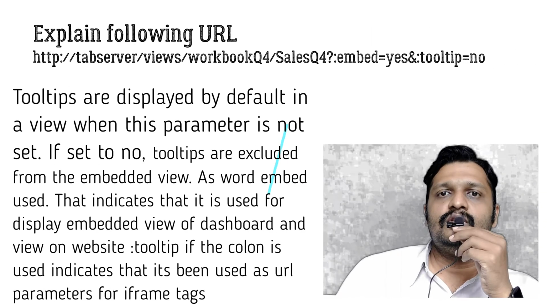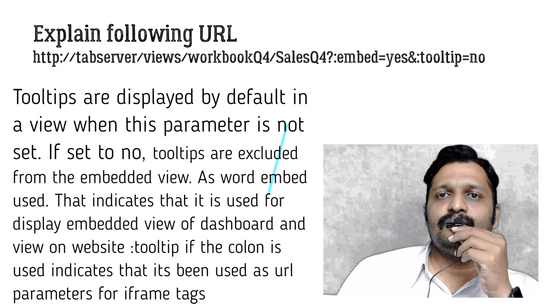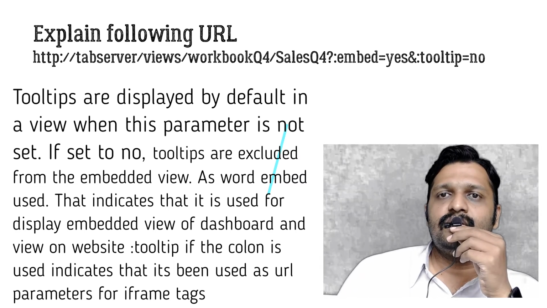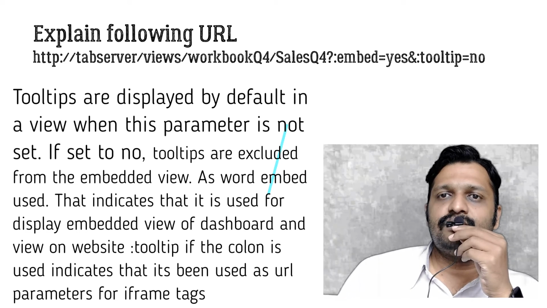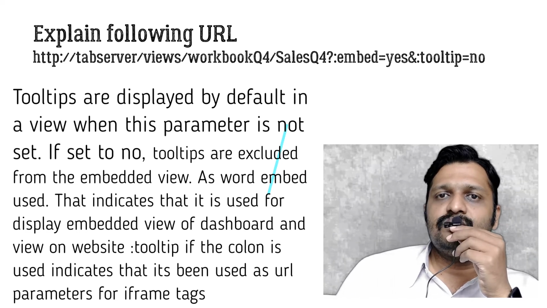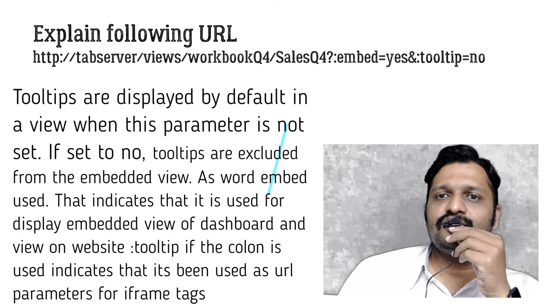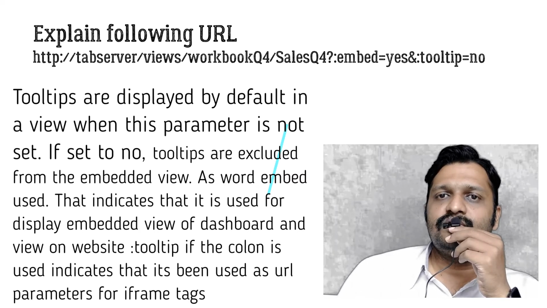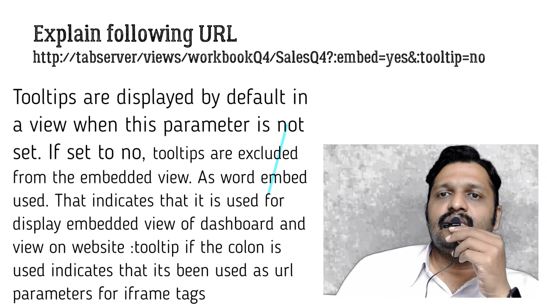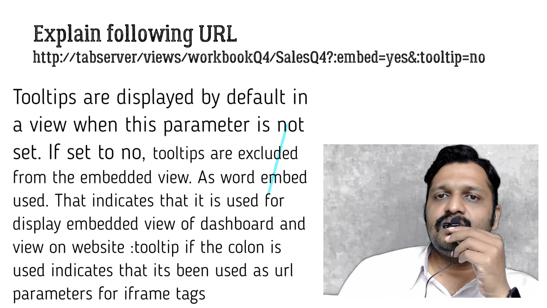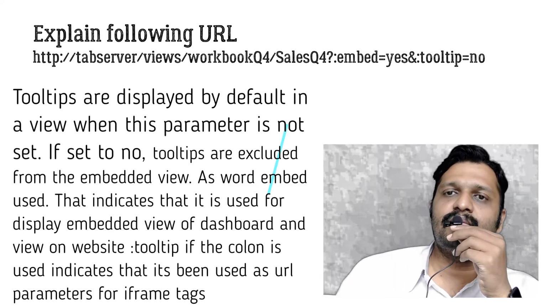Next question. Explain the following URL. No tooltips are displayed by default in a view when this parameter is not set. If set to no, tooltips are excluded from the embedded view. The word embed indicates that it is used to display embedded views of dashboards and views on a website. Colon tooltip, the colon indicates that it has been used as a URL parameter for an iframe tag. Next question.